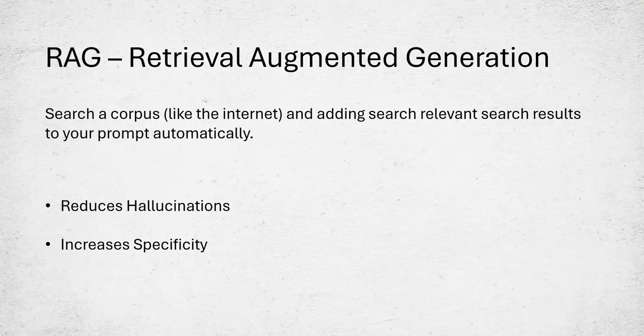First let me explain some definitions just so you can understand what you're going to see in this demo. RAG stands for Retrieval Augmented Generation. What that means is before you give an answer with a language model, you first search a corpus like the internet, and then you add the relevant search results to the prompt automatically behind the scenes before you generate the answer. What that does is reduce hallucinations and increase specificity, so you get a better answer.